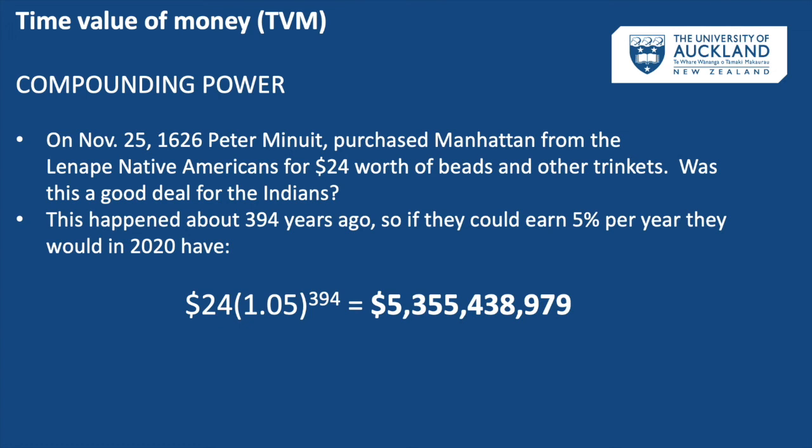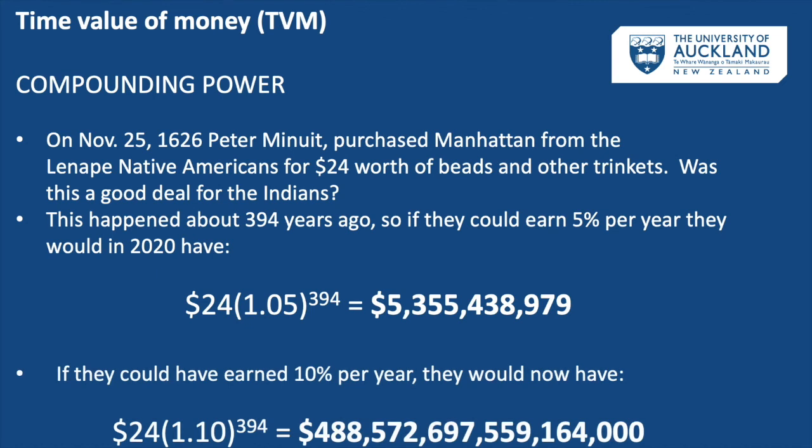Maybe not the best investment, but what if they could earn double their interest rate? The historic rate of return on the stock market and many other investments hovers around 10%. So if they could have earned that 10% interest, how much would compounding interest make a difference in this case? Well, we take that $24 and we multiply it by the 1.10, the 10% interest, and we raise it to the power of 394 for the number of years. That comes out to be a mere 488,572,697,559,164,000. So take your $24 now and find a 10% investment and do whatever you can to live for the next 400 years. It'll be well worth the investment.